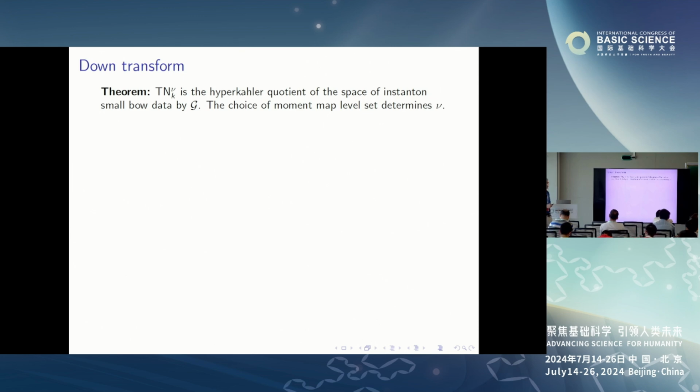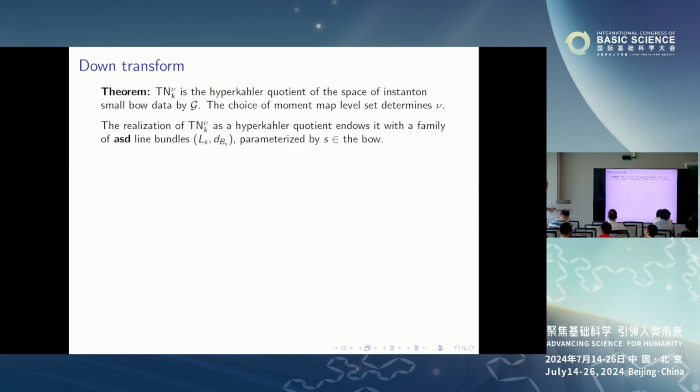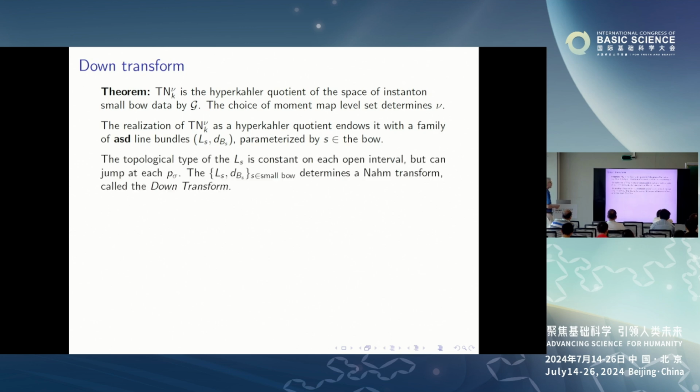So that tells us that this is a good setup for doing Nahm transform, because now we have a moduli space going in two directions. Since we've realized that multi-center Taub-NUT is a hyperkähler quotient, that naturally gives us a family of anti-self-dual line bundles, just given to you from the construction, that are parametrized by the points s in the bow. And once again, the topological type of the L_s is going to be constant on each of the open intervals that we introduced before, but can jump at each p sigma.